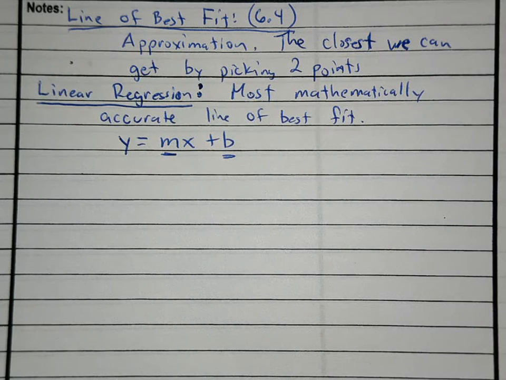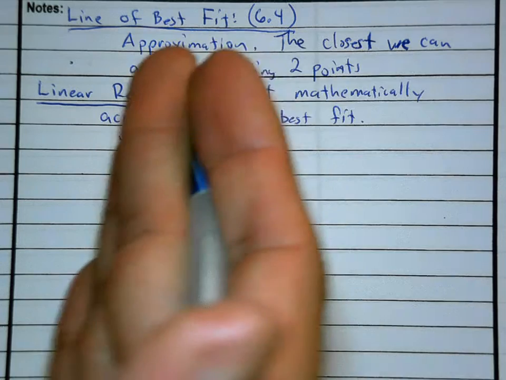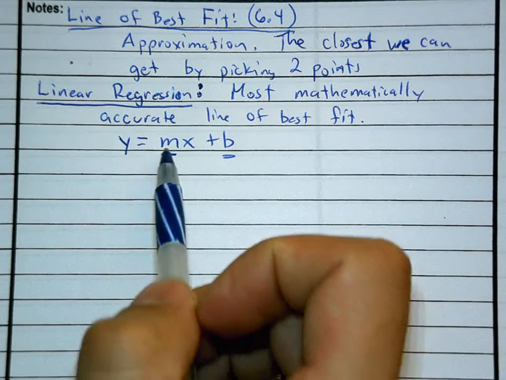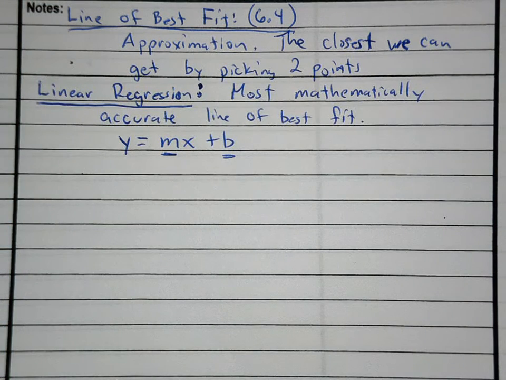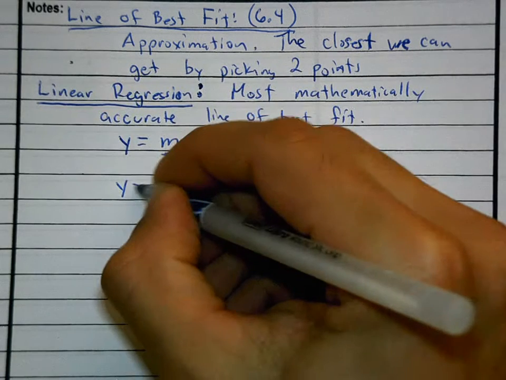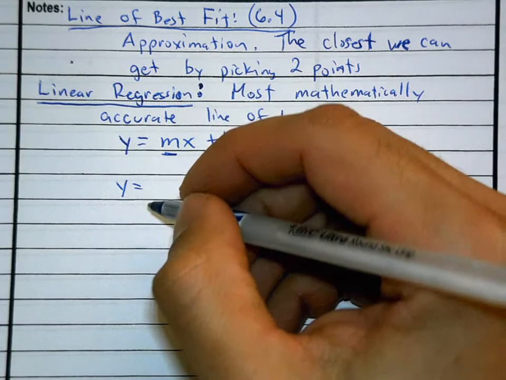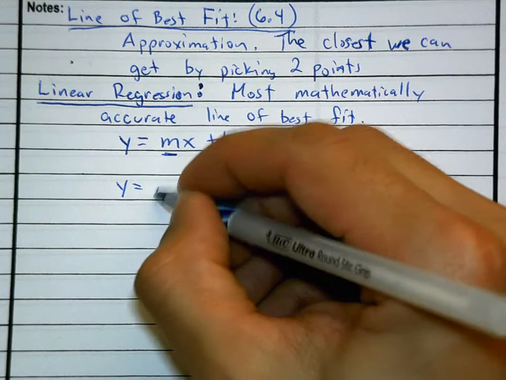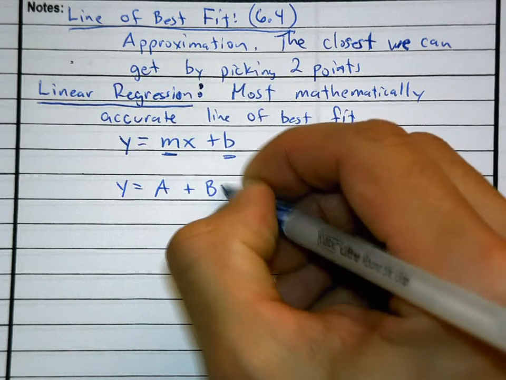So you are used to y equals mx plus b. You are used to the equation of line of best fit. You're finding a slope and a y-intercept, and that's what you're used to. Our calculators are going to do something slightly different. It looks like this. Y equals A plus BX.